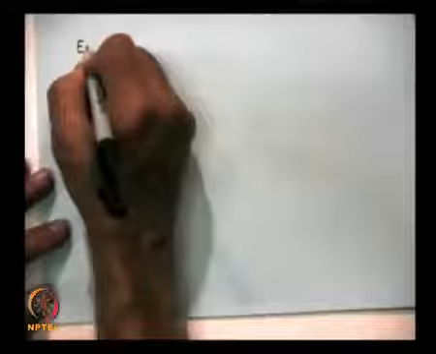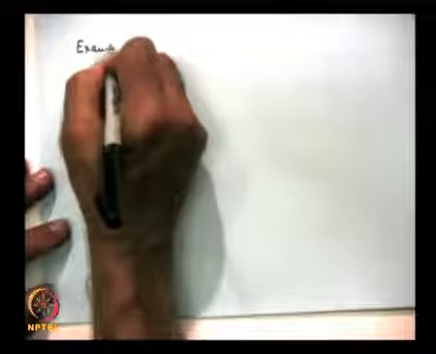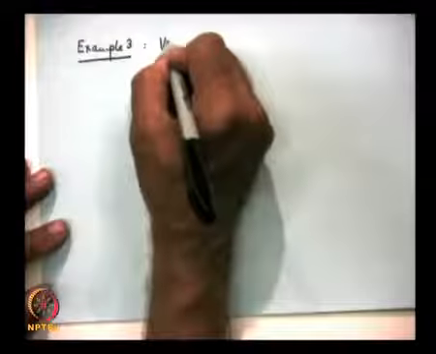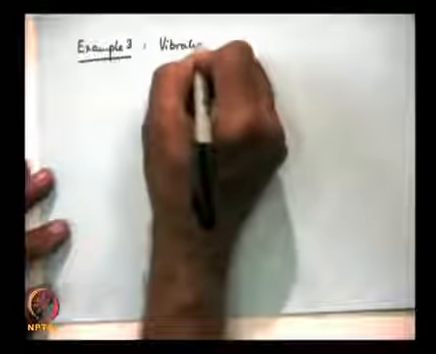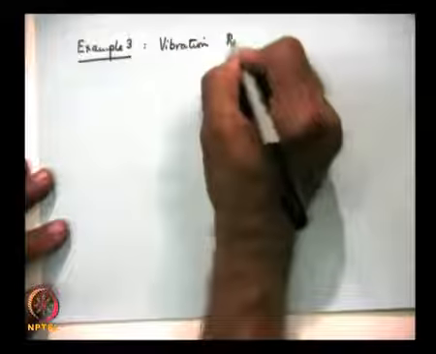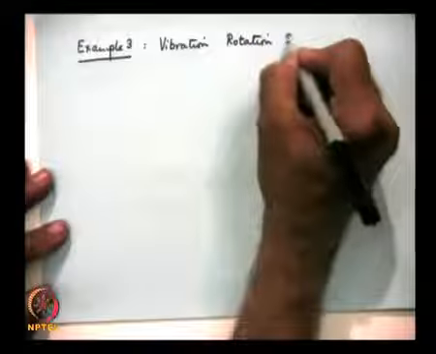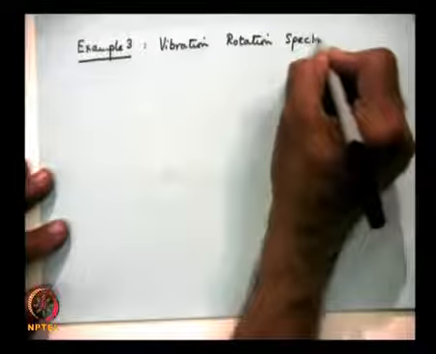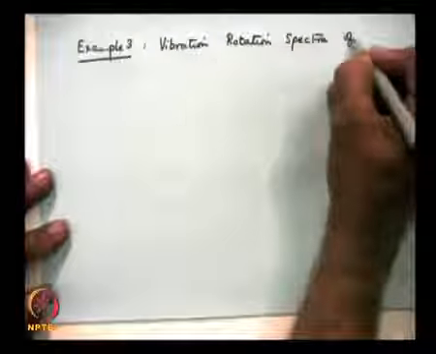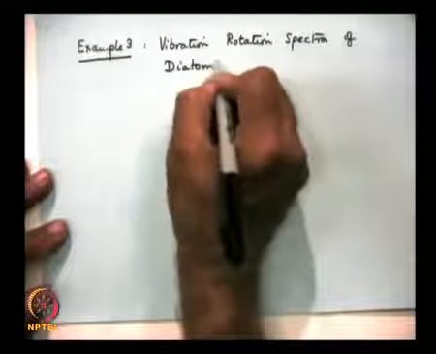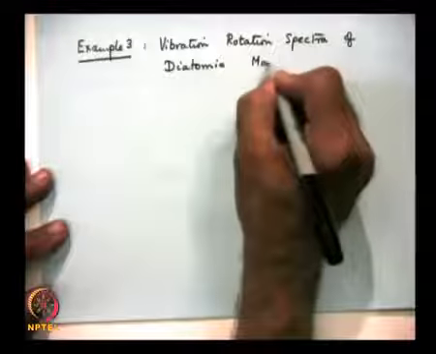So, our third example that we will be considering is the vibration rotation spectra of diatomic molecules. Diatomic means the molecule has two atoms.